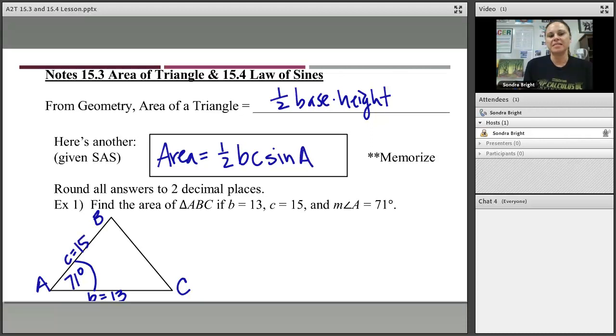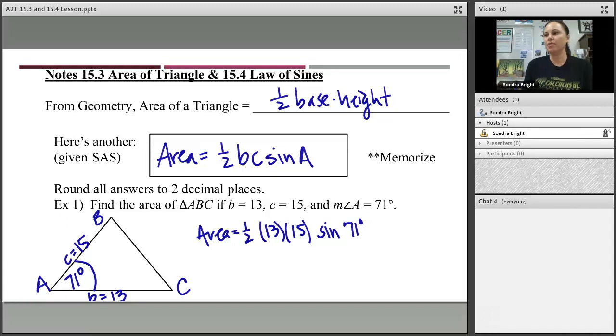So see how this is the information they gave me. It is a side, angle, side. I got the two sides with the angle in between them. That's a side, angle, side, or SAS. All right, so what is the area? The area is 1/2 B times C times the sine of angle A.